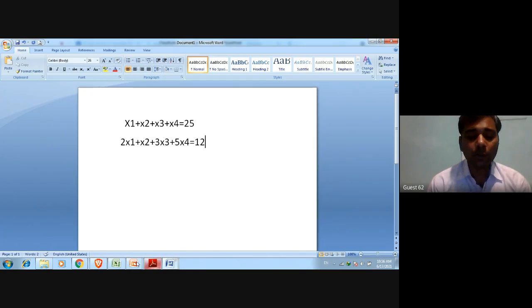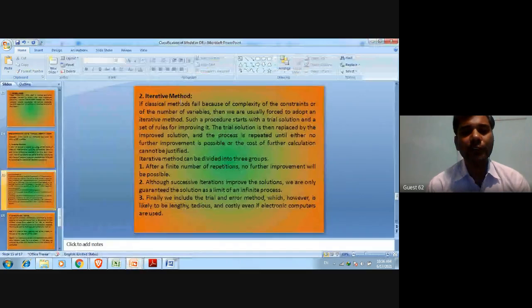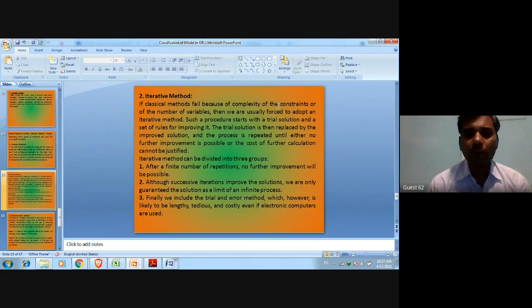Okay. To avoid this complexity, we use iterative methods. If the classical method fails because of the complexity of the constraints or the number of variables, then we are usually forced to adopt an iterative method. Such a procedure starts with a trial solution, just as in linear programming and in the graphical method of linear programming.